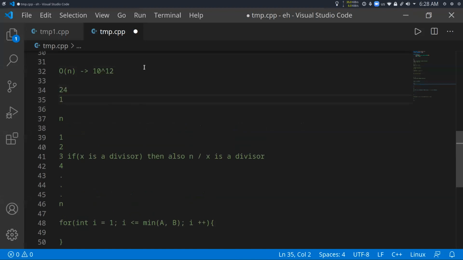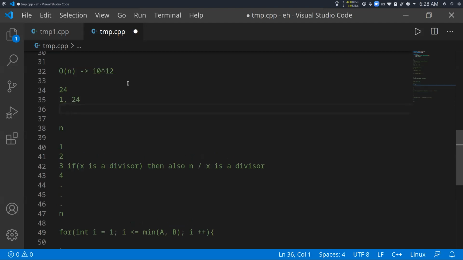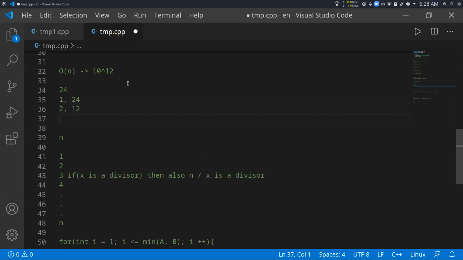So let's see the divisors. 1 is a divisor, of course, right? But also 24 over 1 is a divisor, which is 24. So let's check 2. 2 is a divisor, but also 24 over 2 is a divisor, which is 12. And 3 is a divisor, but also 24 over 3 is a divisor, which is 8. Right.